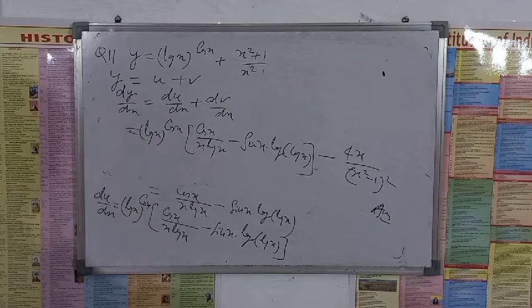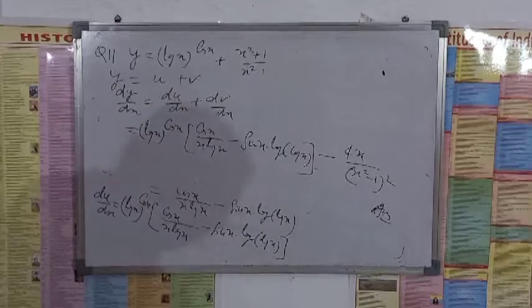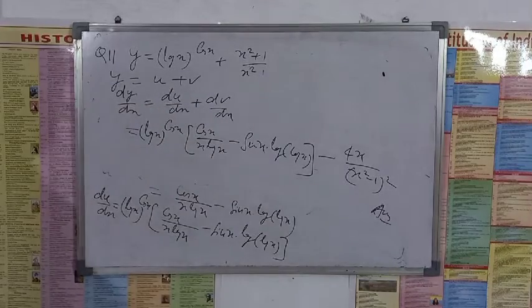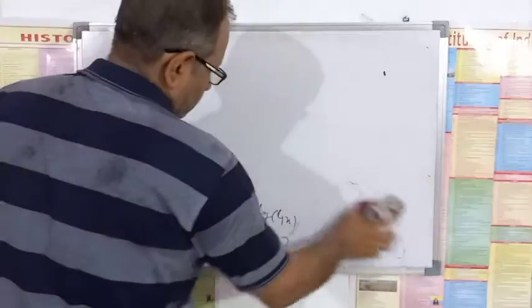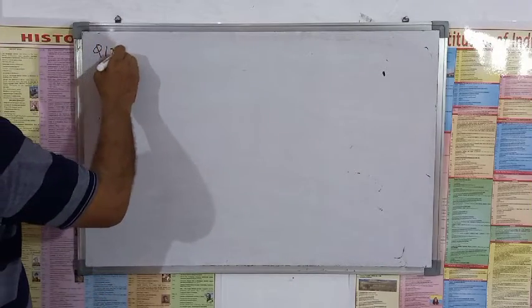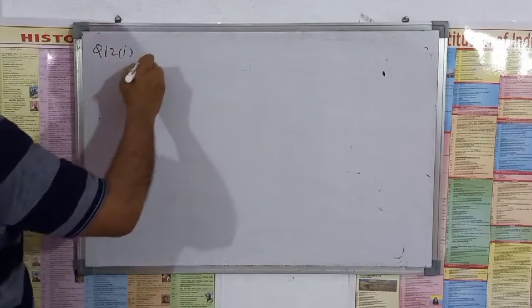Now we will see question number 12. 12 and 13, two more questions remaining. So let us take one part from question number 12. First part, 12th, first part. See question number 12, first part.